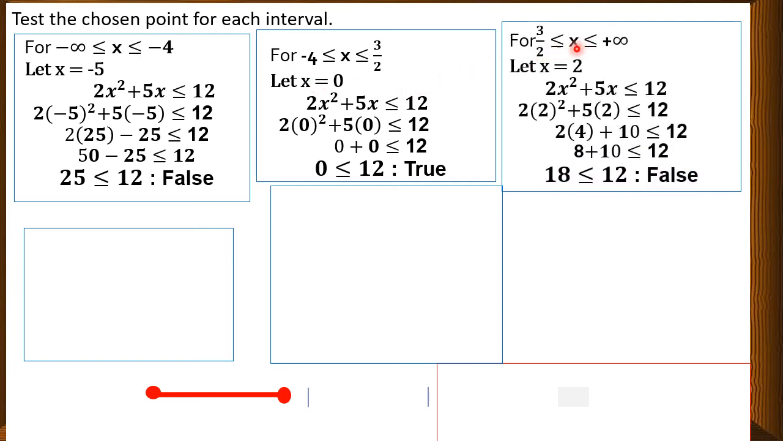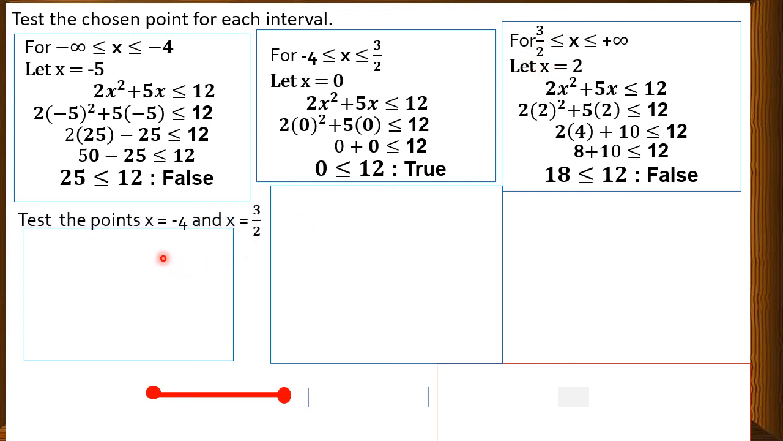For x that is equal to 2, for the third interval, copy the original inequality, substitute x by 2, so we have 2 times 2 squared, so bring down 2, 2 squared, 2 times 2 is 4, 5 times 2 is 10, less than or equal to 12. 2 times 4 is 8, bring down 10, less than or equal to 12. 8 plus 10, that is equal to 18. 18 is less than or equal to 12. This is also false inequality, meaning this interval is not also a part of the solution.